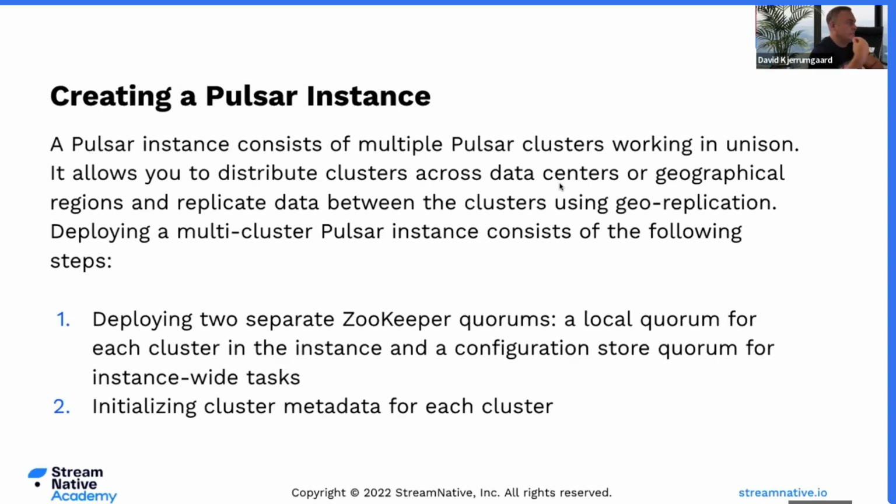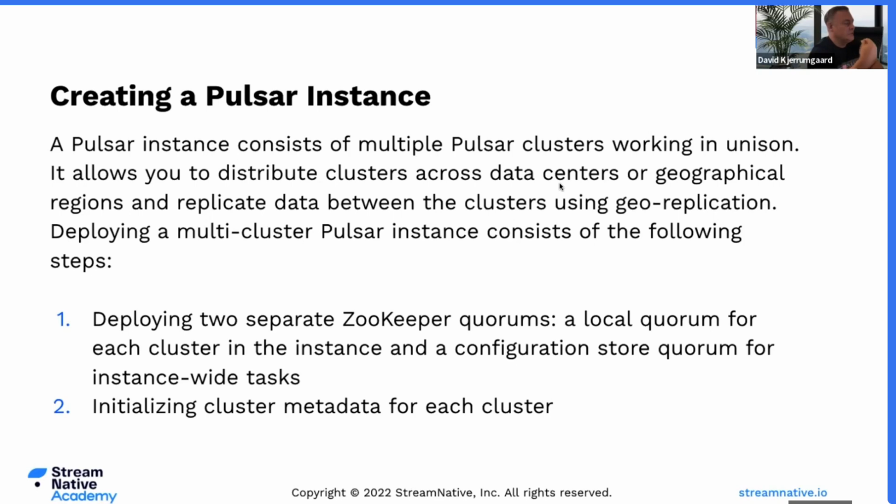These clusters are intended to be distributed across different geographical regions, and by being part of the same instance, you can geo-replicate the data across these regions. Now, to deploy a multi-cluster Pulsar instance, you have to do the following 2 steps.